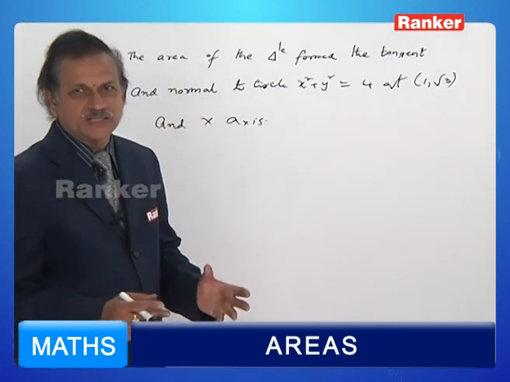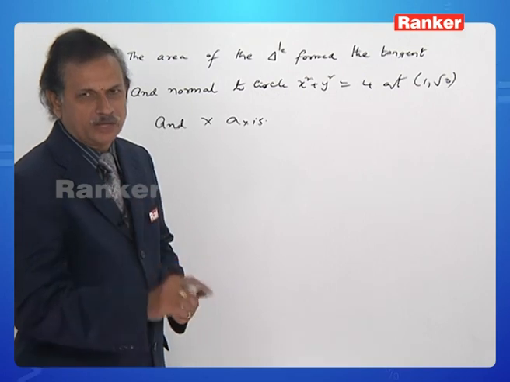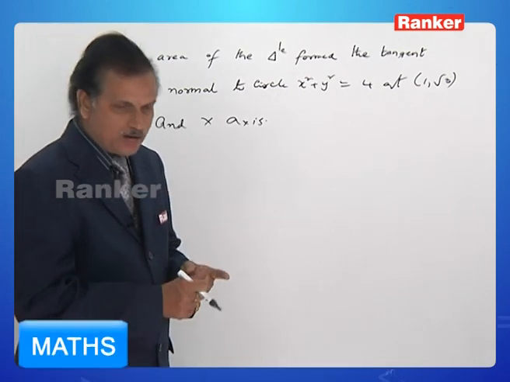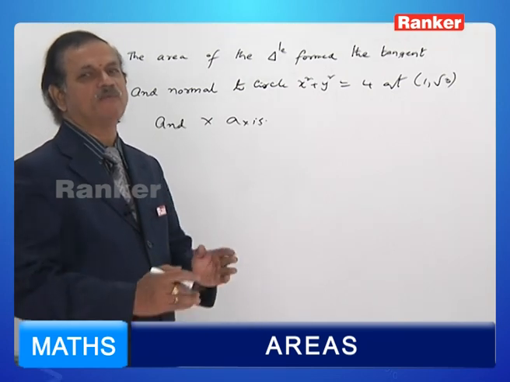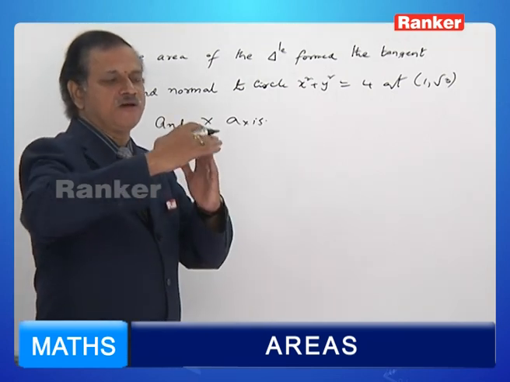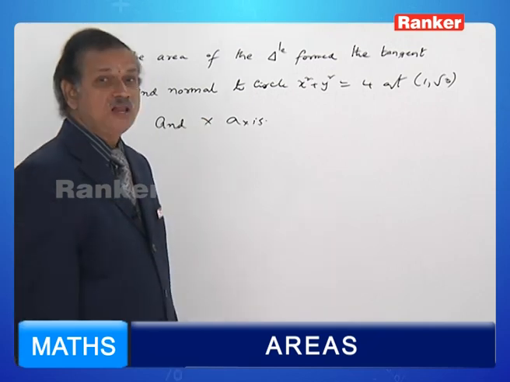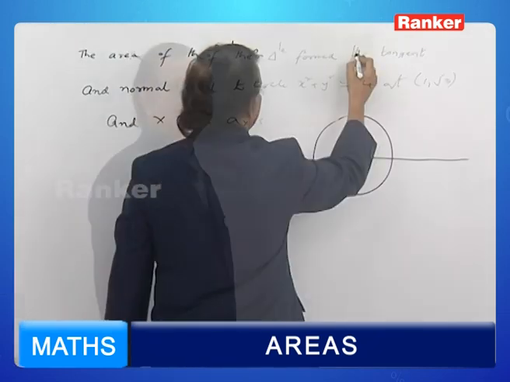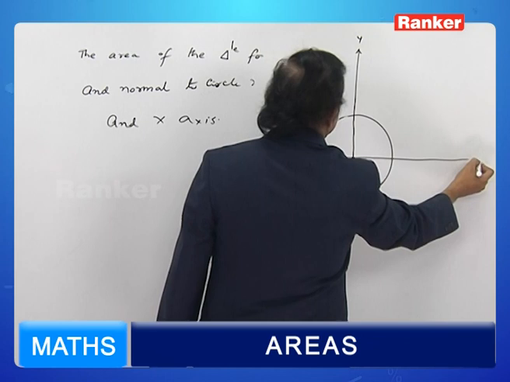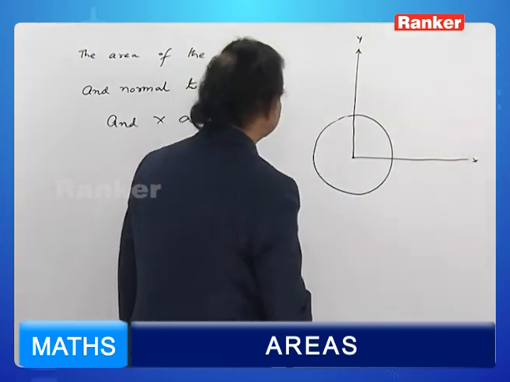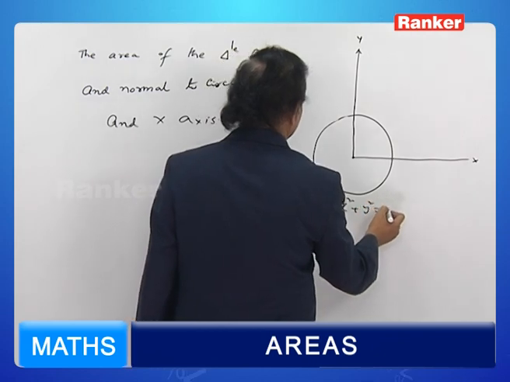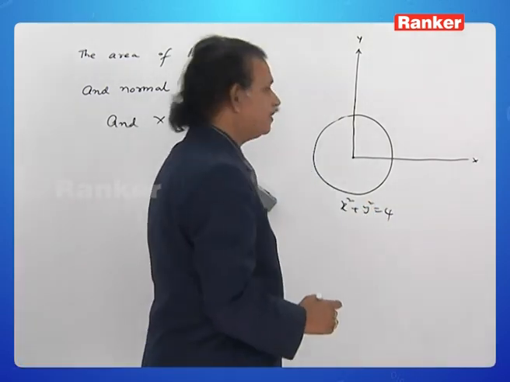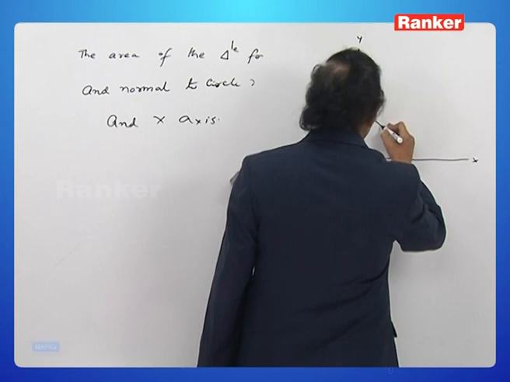What is happening here? At 1 comma root 3, both tangent and normal are drawn. What is the area of the triangle formed by the tangent, normal and x-axis? Let us view the picture. This is y-axis and this is x-axis. And this is, of course, the circle x square plus y square is equal to 4. At a particular point, what is the point? 1 comma root 3.